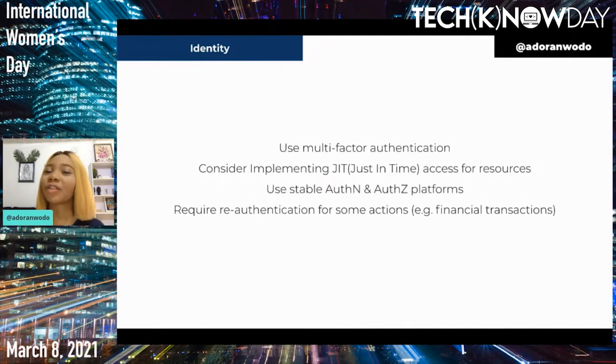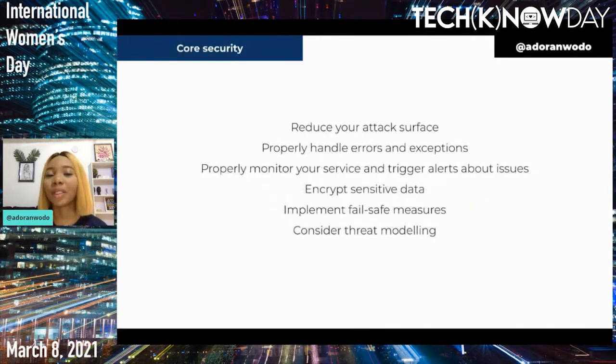You should also do re-authentication for some actions. If you're doing some kind of financial transaction and it's time to transfer money out of an app or something, you might want to tell the user to put in their password again, or you might want to tell them to put in some kind of code or something just to be sure that, okay, this is actually the person that is making this transfer or doing this particular action. You should also think about reducing your attack surface. The wider your attack surface is, the easier it is for attackers to get into your system.